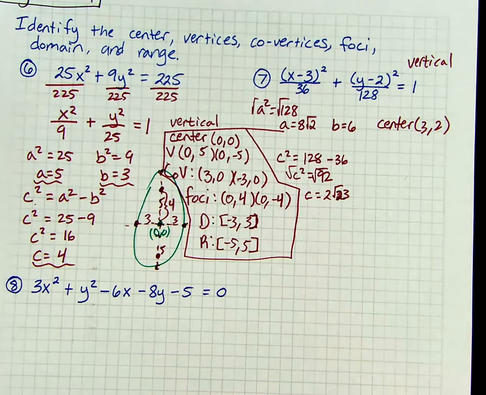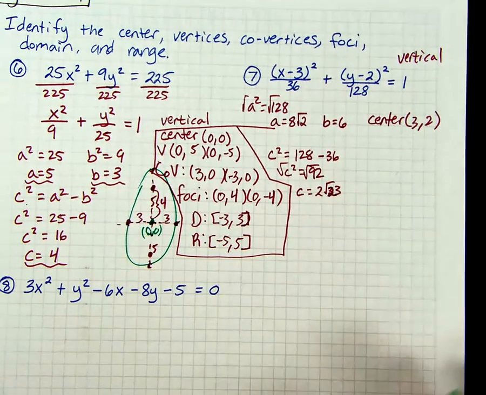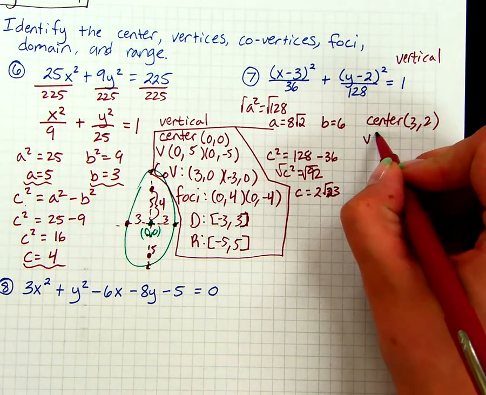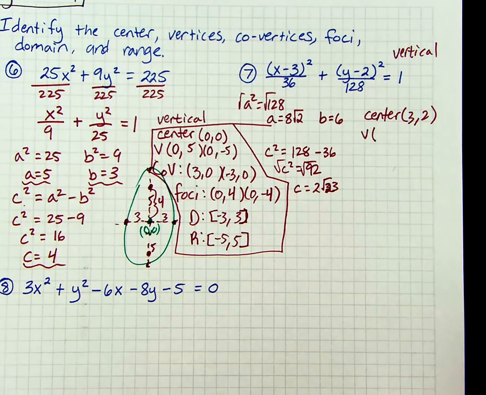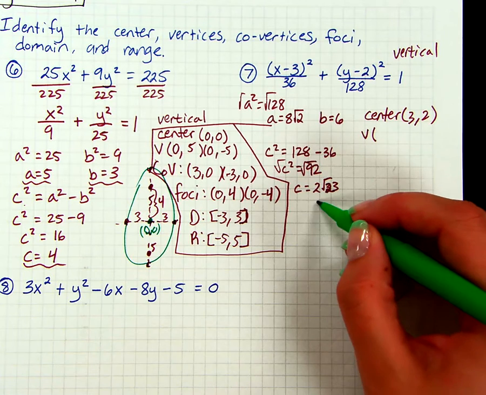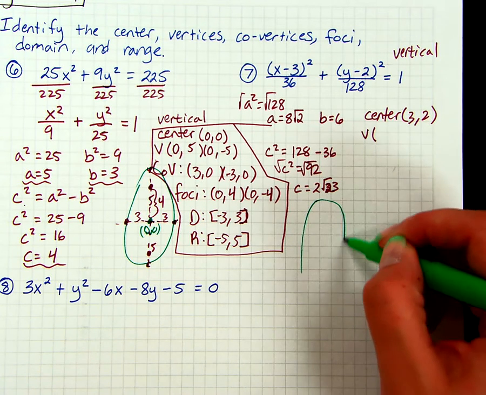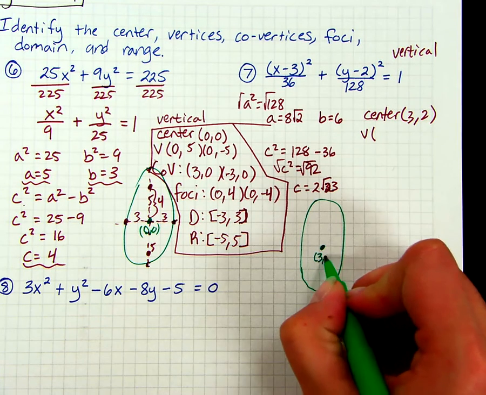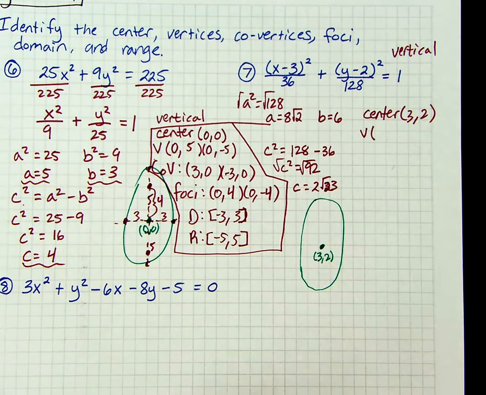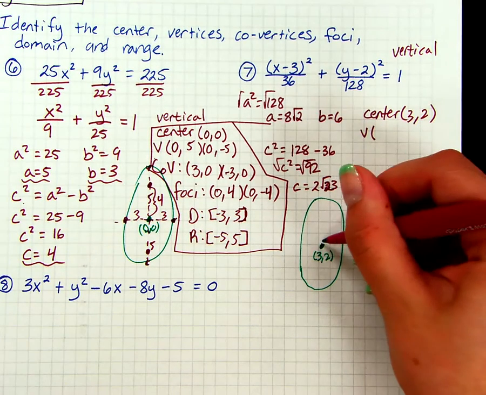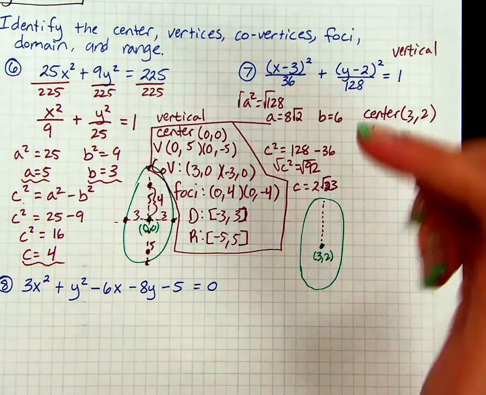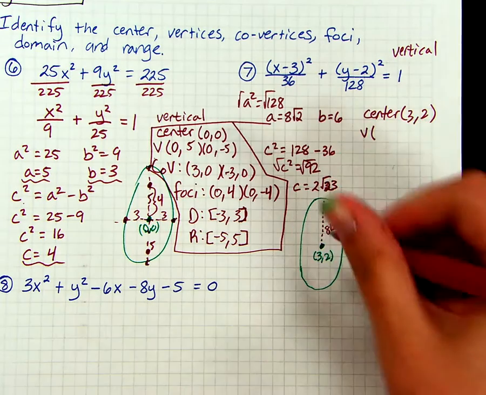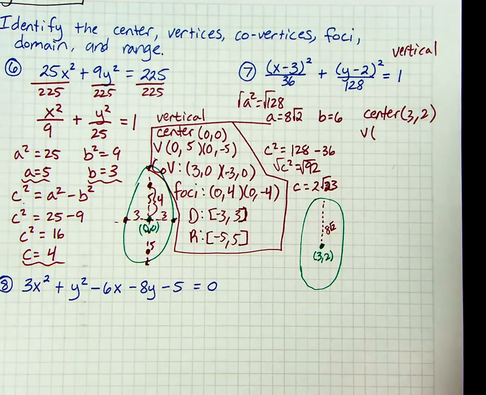Okay. So for the vertices, again, we have 2 of them. And let's draw just another rough sketch to help us mentally picture what's going on a little bit better here. So again, we have a vertical ellipse, center in the middle, at 3, 2. And it's vertical, so that means our vertices are going to be up and down. So this distance is our a value, which we know is 8 square root of 2. And then the other way would also be 8 square root of 2.